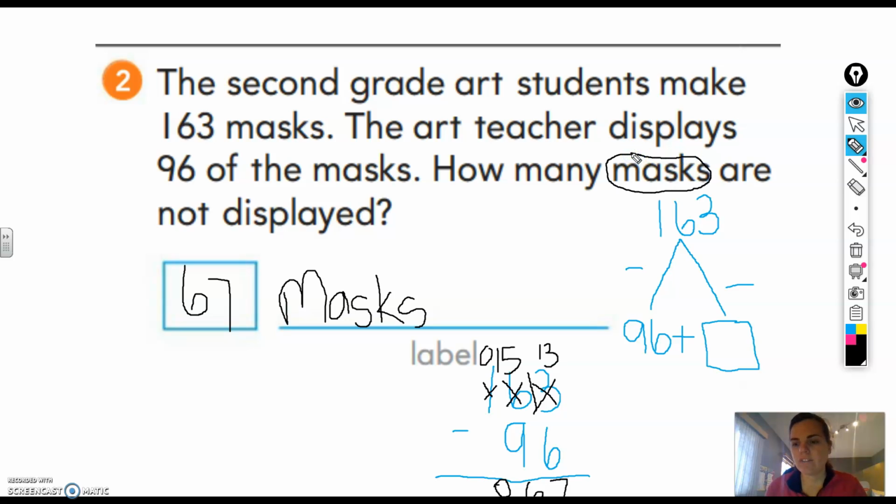All right, go ahead and finish the next 5 equations. Make sure you show a math mountain and an equation, and then go ahead and have an adult check it or upload it to Seesaw.